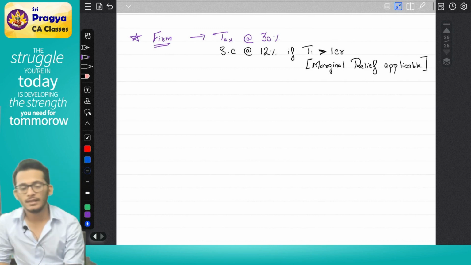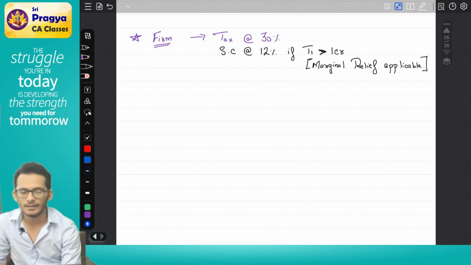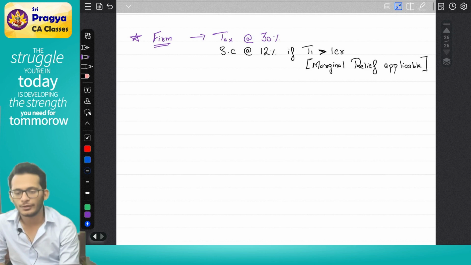You are eligible for marginal relief. Yes or no? Yes, this is what your firm concept is. Simple, straightforward answer. There is nothing complicated.